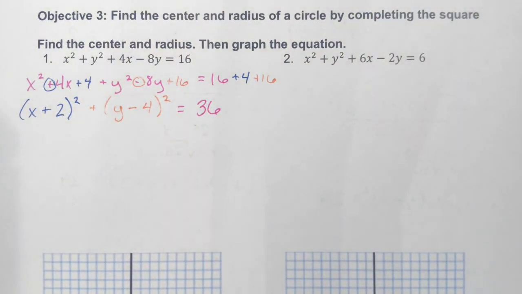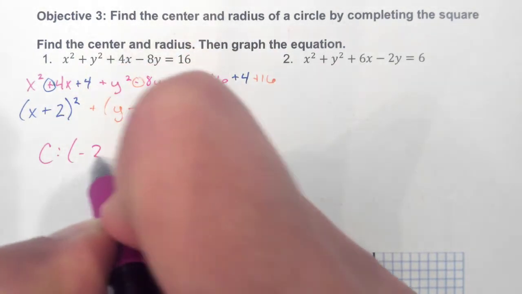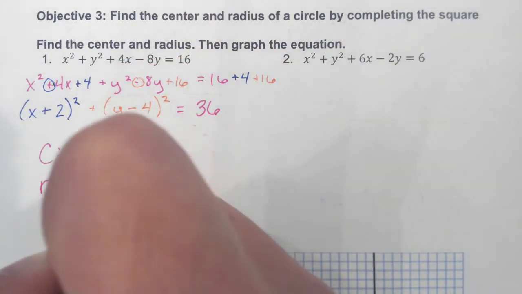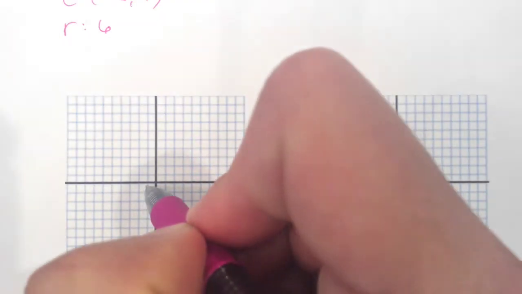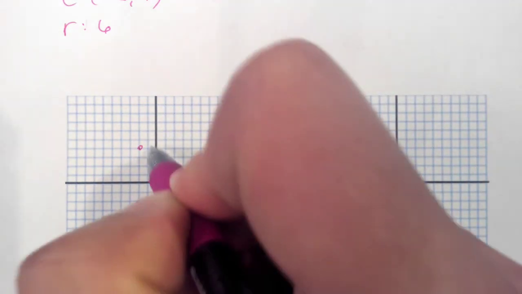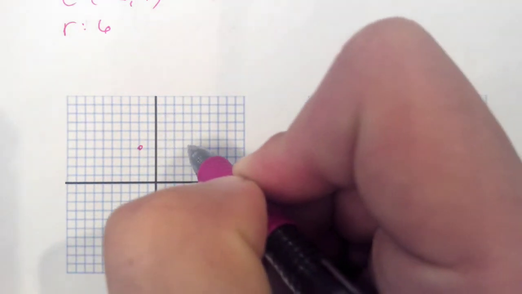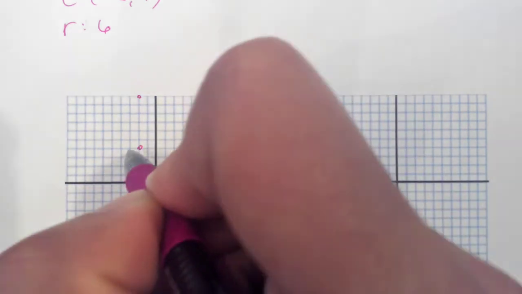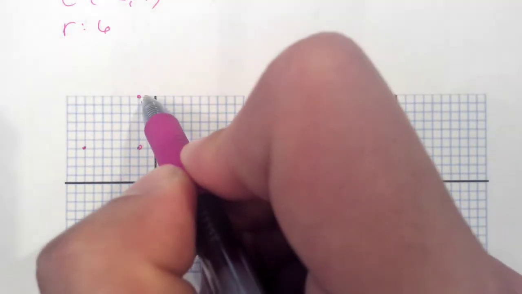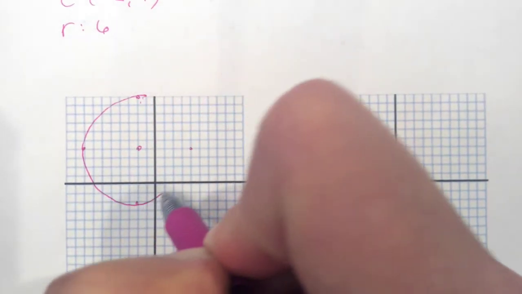How neat is that? So what's the center? -2, 4. What's the radius? 6. And now we can graph it. How cool is that? That's pretty neat. -2, 4, and then down 6, right 6. 1, 2, 3, 4, 5, 6. Up 6. 1, 2, 3, 4, 5, 6. And left 6. 1, 2, 3, 4, 5, 6. Do your best to draw a circle. Hopefully you can do better than I can.